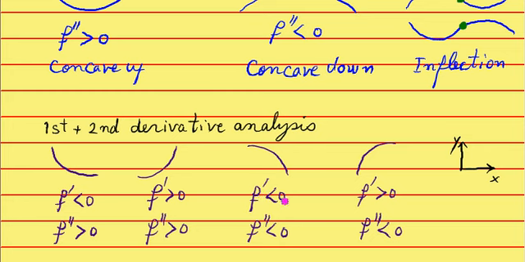If the first derivative is negative and the second derivative is also negative, the function is falling and it's also concave down. Here the first derivative is positive, which means it's increasing. The second derivative is negative, which means it is concave down, and that is going to be how the function appears in that section.